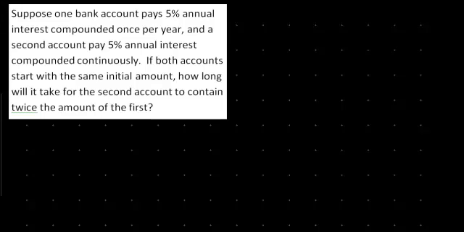Now we're going to try another problem here that's a little bit more challenging, comparing two accounts, one with compound interest, one with continuous interest. We have one bank account that pays 5% annual interest compounded once per year. So let's call that P sub 1 of T equals, so 5% compounded once per year, so that's going to be initial investment P naught times 1 plus R over N, but N is compounded once per year, so N is 1, raised to the NT, and N is 1 again, so it's just T.